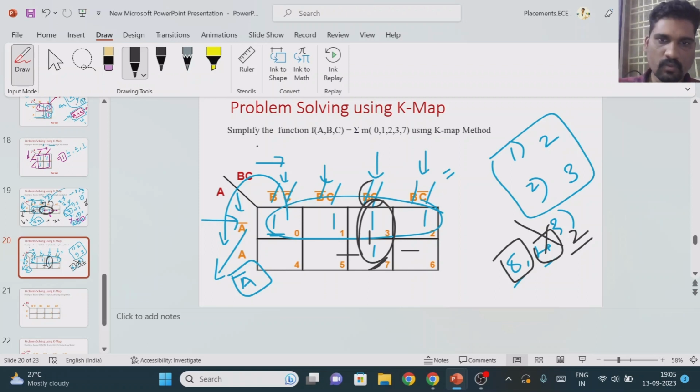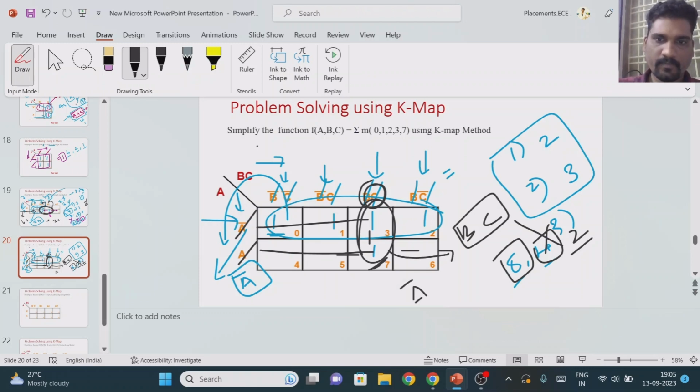Now what is the value? This one is belonging to this direction, BC. Now this is belonging to A bar as well as A. So A bar, A will get cancelled. What is the second product term value? This one, BC. What is the final answer? A bar plus BC. Right?